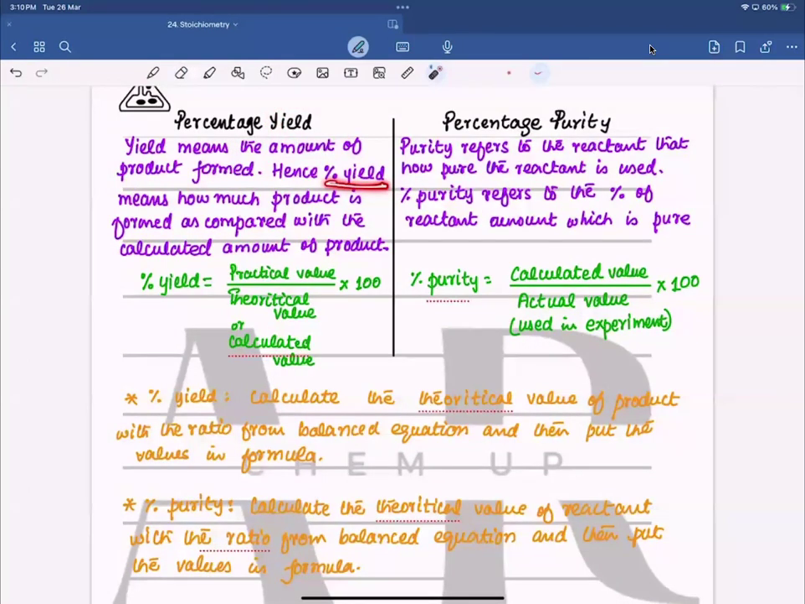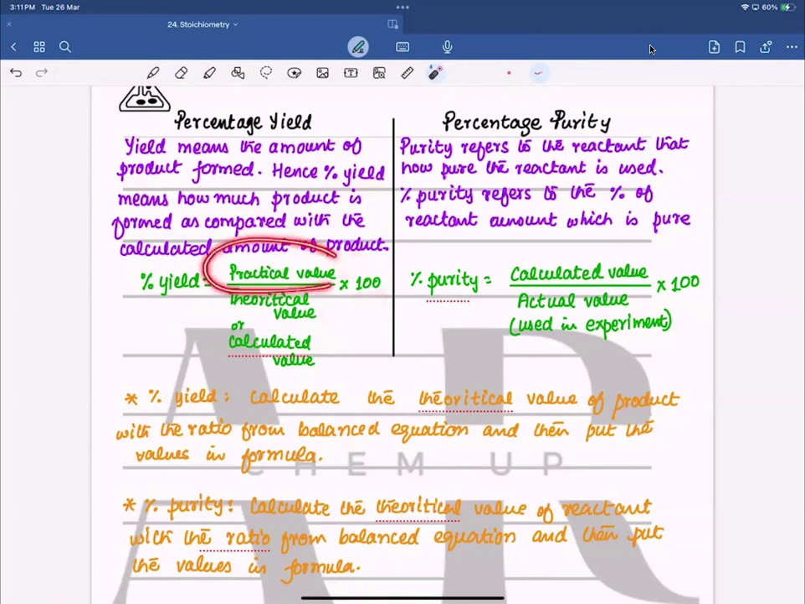So when we talk about percentage yield, it means how much in percent the product is formed and how much it is supposed to be formed. We take the percentage from these two values. For example, the formula will be practical value divided by theoretical value or calculated value times 100.